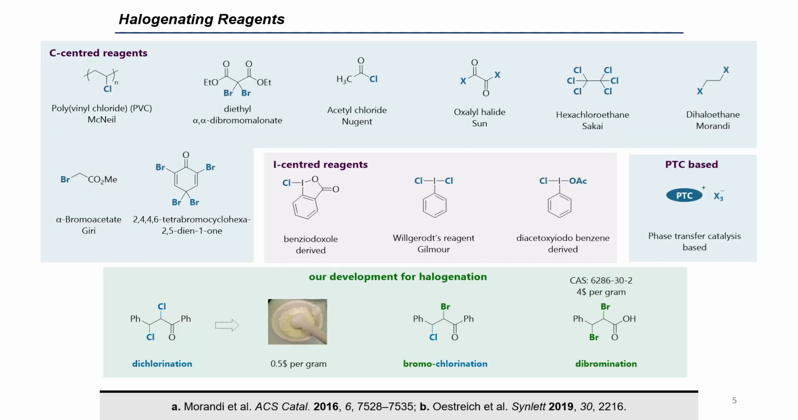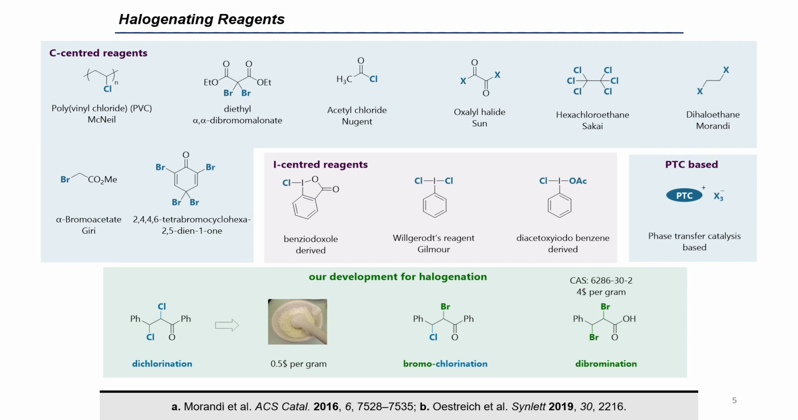Then there are C-centered reagents. Very recently, McNeil and co-workers have showcased that they can decompose PVC to make chlorine transfer reagents, and that is quite impressive. Diethyl alpha,alpha-dibromomalonates are used sometimes.